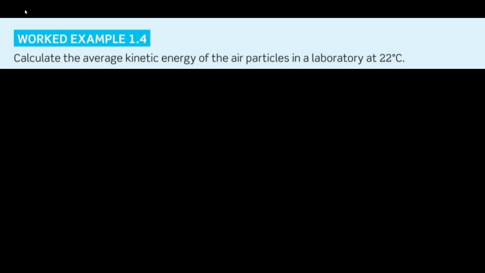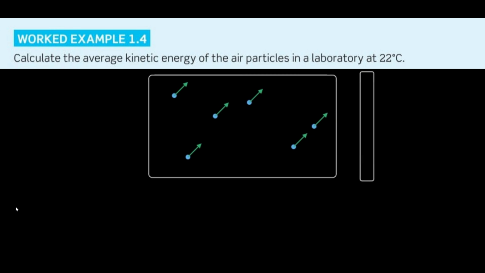Let's work through a quick but important example from thermal physics. The question asks us to calculate the average kinetic energy of air particles in a laboratory at 22 degrees Celsius. The key idea to remember is this: temperature is a direct measure of the average kinetic energy of gas particles. So if we know the temperature, we can calculate how much kinetic energy each particle has on average.